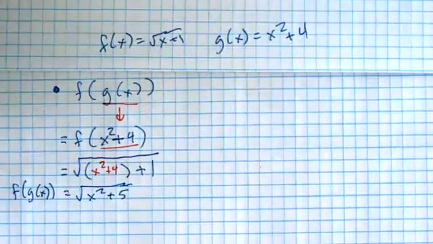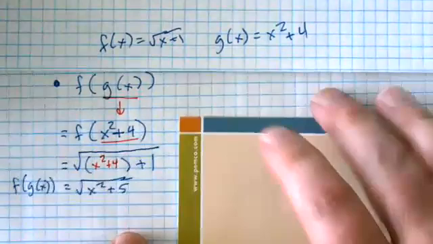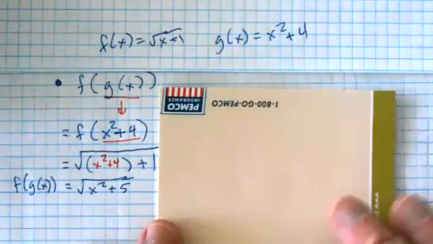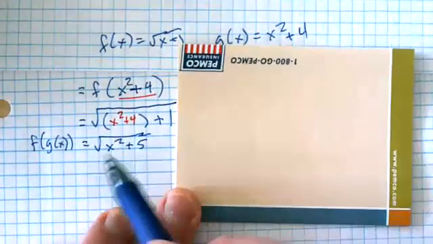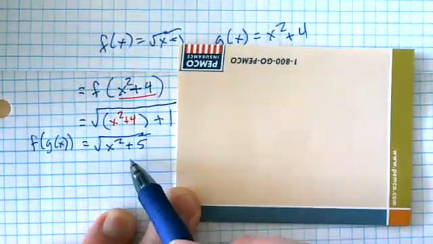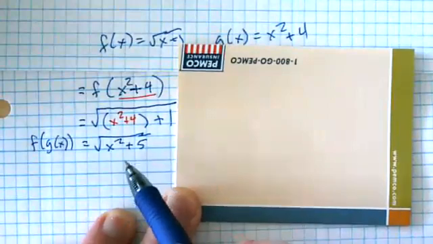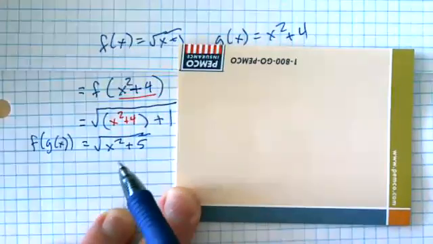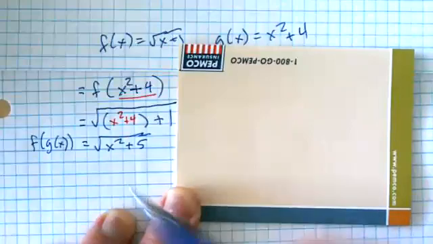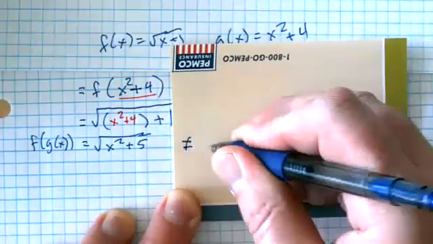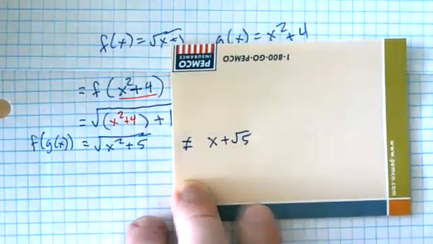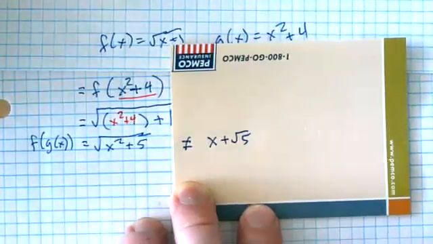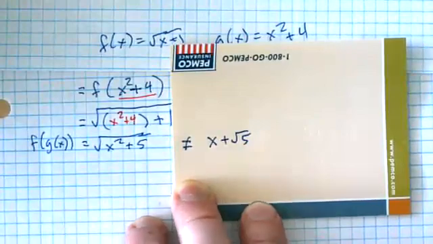I am so glad you asked that question, because this is one of the most common mistakes in all of mathematics. You see this all the way up into multivariable calculus. You cannot distribute an exponent, and remember, a root is just an exponent, right? A square root is like an exponent of a half, and exponents do not distribute. This is not equal to x plus root 5. It is not. I wish it was. There are so many things in math that would be way, way easier if it was, but it's not.